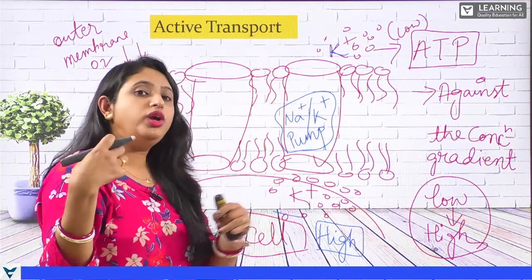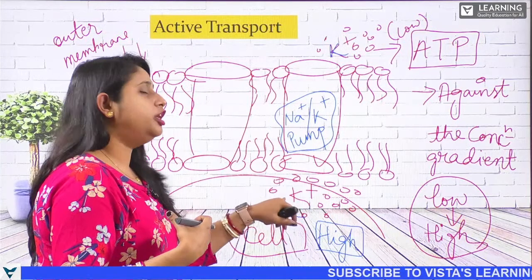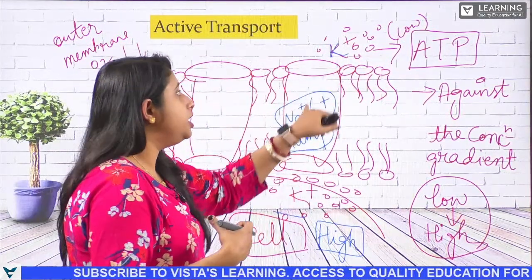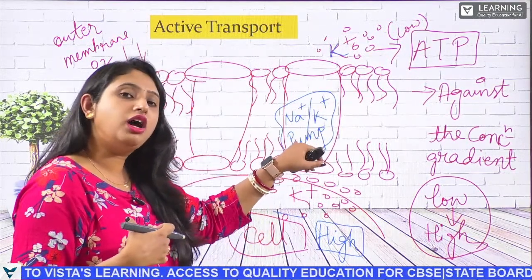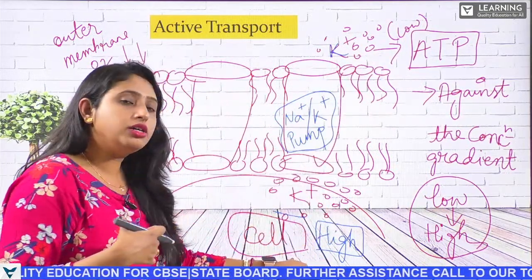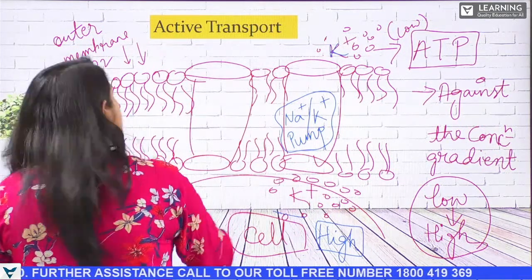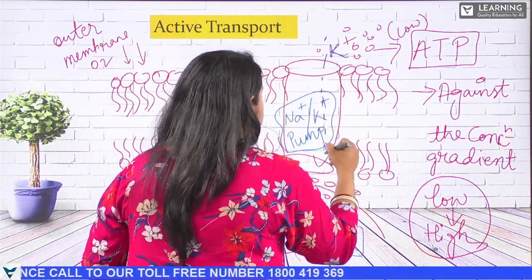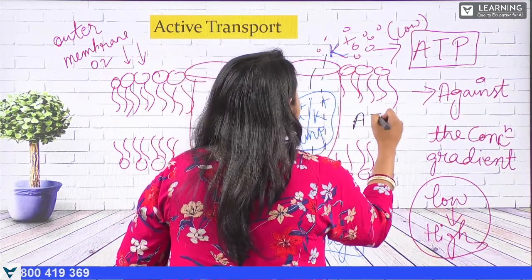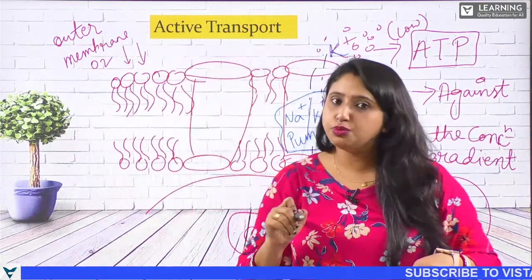Okay, it is not willing to go inside the cell because there is already potassium ion, right? So that is not required, but it can be taken with the help of this pump. The potassium ion can be moved from lower concentration to higher concentration, and here ATP is being used. That is, energy is being used in this process.